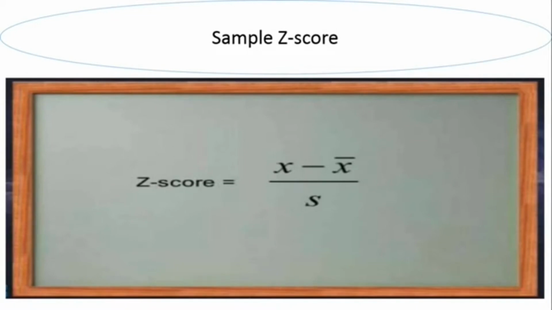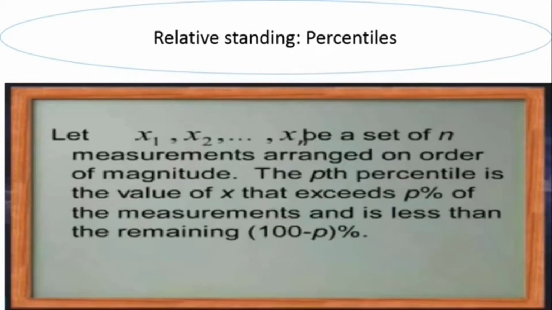Another relative standing is percentiles. If you have n observations, x1, x2 to xn, and we suppose that our measurements are arranged in order of magnitude, the p-th percentile is the value of x that exceeds p% of the measurements and is less than the remaining (100 minus p)%.